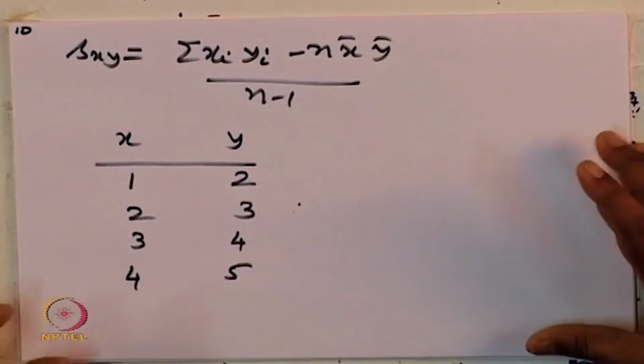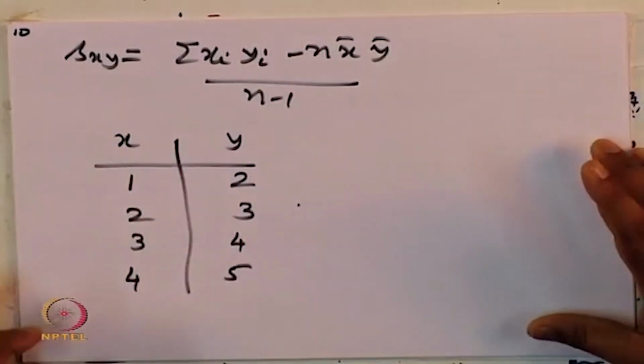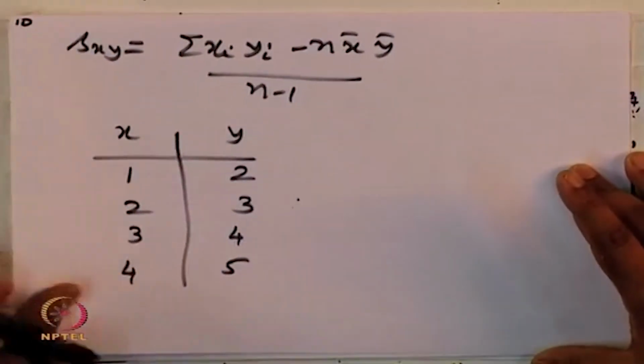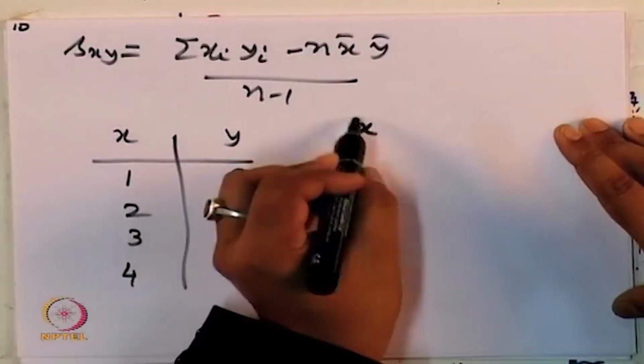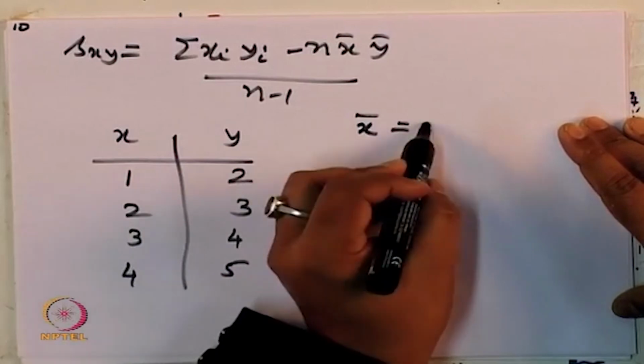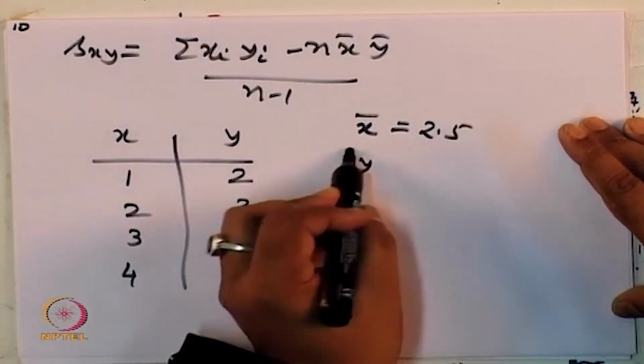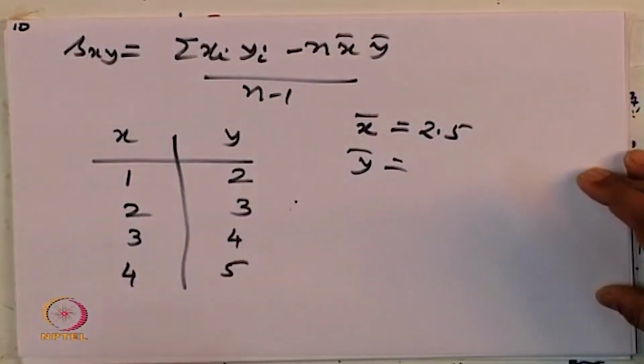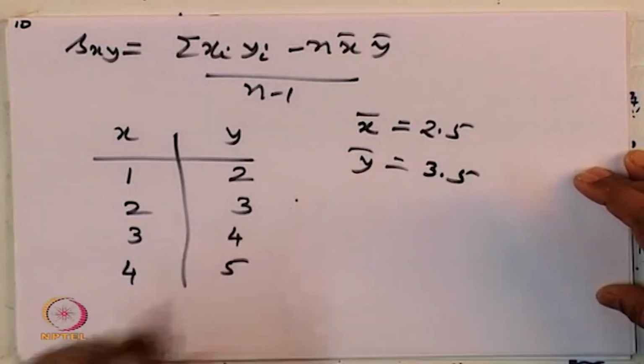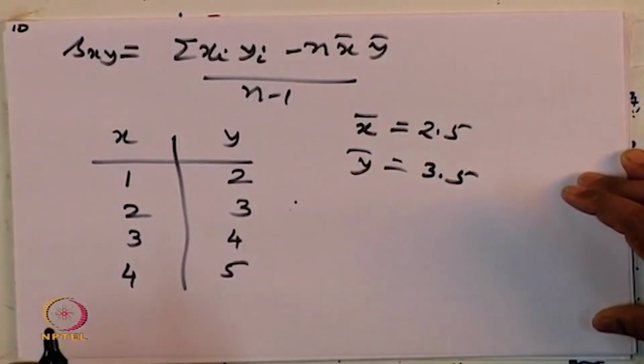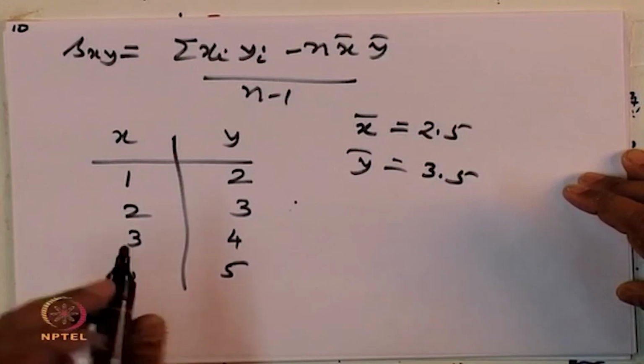Okay. Let us assume that I have the following 4 values of x, and so I can calculate the value of x bar. x bar is equal to 2.5, y bar is equal to 3.5. Okay.